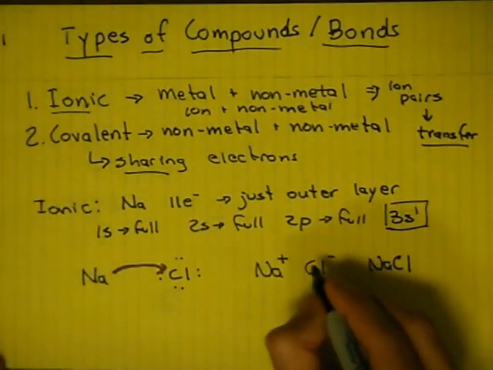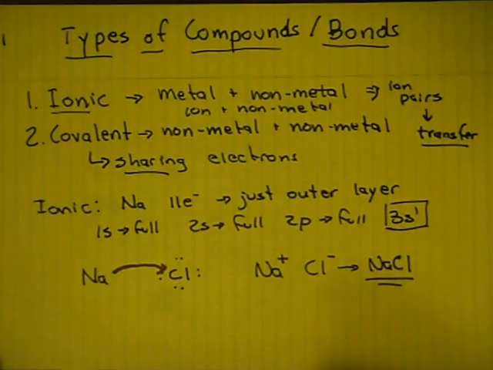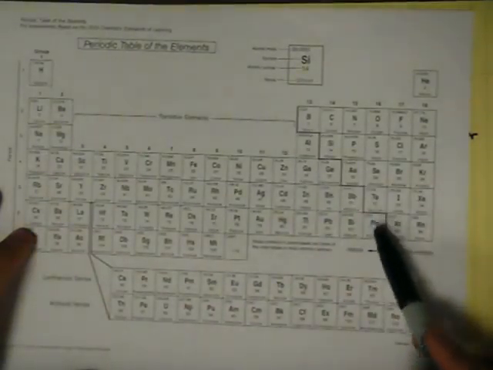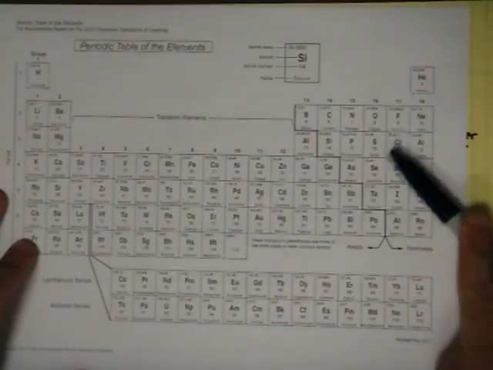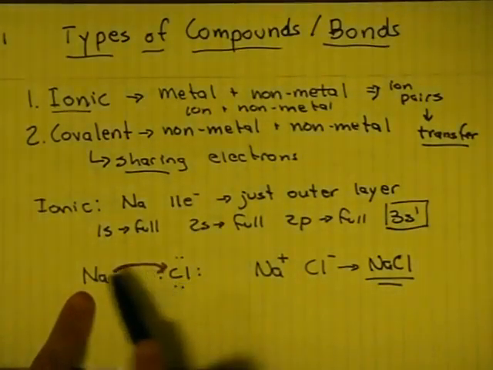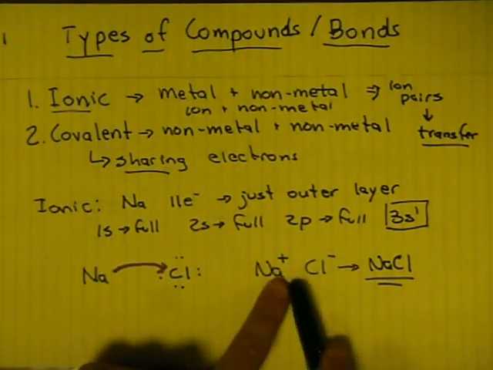that's our ionic bond. So remember, ionic, metal and non-metal. So sodium is a metal, left of our staircase, right here. Chlorine, non-metal, right of our staircase. Metal, non-metal, transfer of electrons, making these ion pairs that stick together.